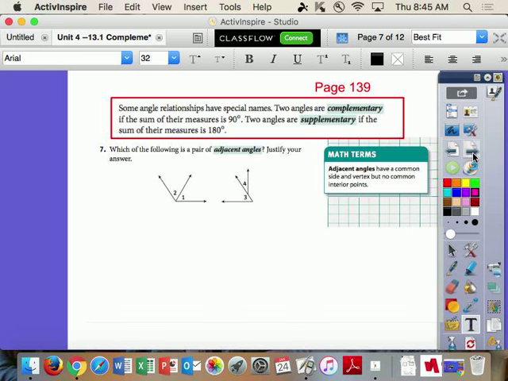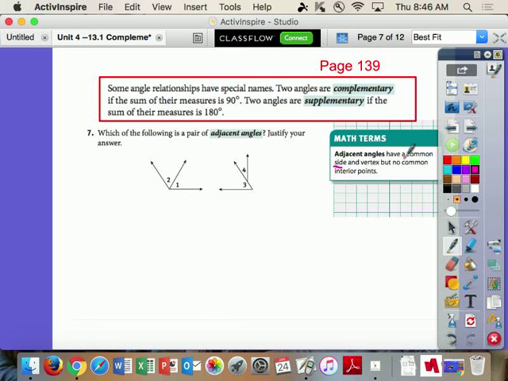Next page. Which of the following are adjacent? So adjacent means next to, but they have to have a common side. They have to have a common side and a common vertex. So which of these has a common side and vertex? So that corner right here. Not that one, that would be that one. All right, moving on.